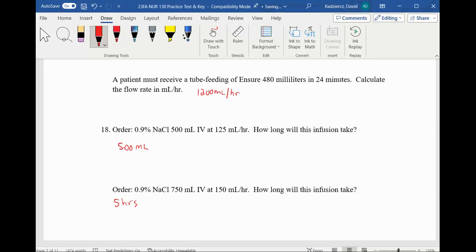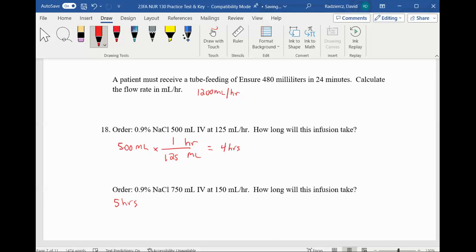What I would recommend doing is dimensional analysis where I'm trying to get rid of the milliliters. I'm looking for my time: 125 milliliters, 1 hour. If you're doing ordered over available for this, you'd be doing 500 milliliters over 125 milliliters times 1, and then you're doing that correctly. So 500 divided by 125 is going to be a time of 4 hours.